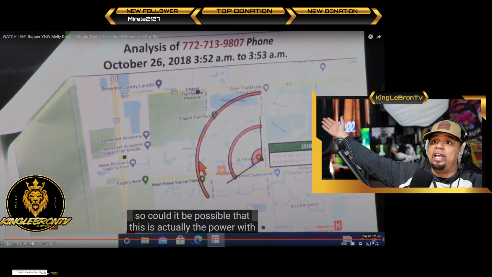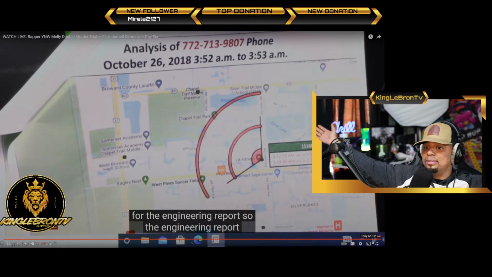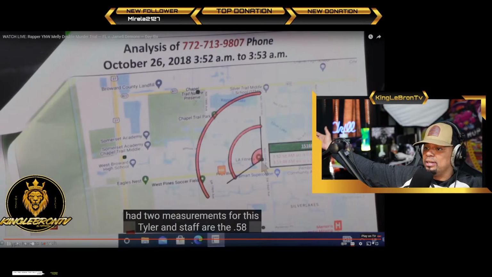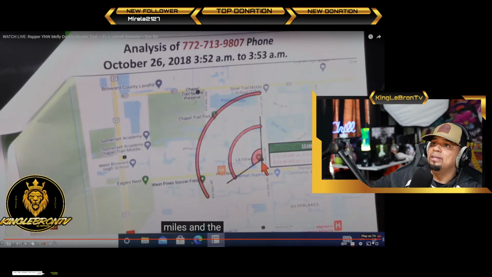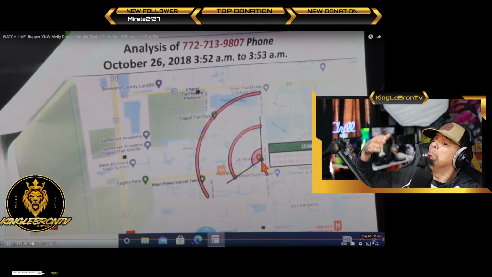So this is from the engineering report. Y'all ready for the answer? Measurements for this tower and sector, the 0.58 miles and the 1.16 miles. The engineering report does not, that's the network's perspective.